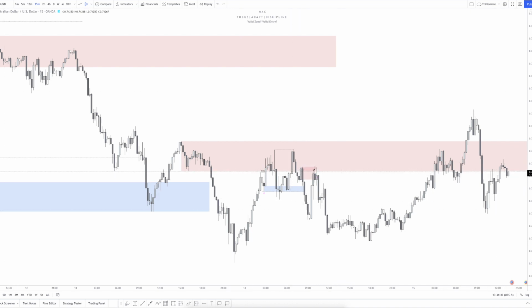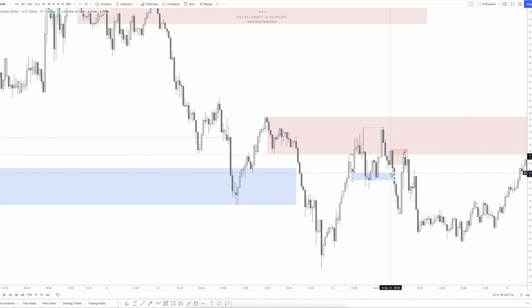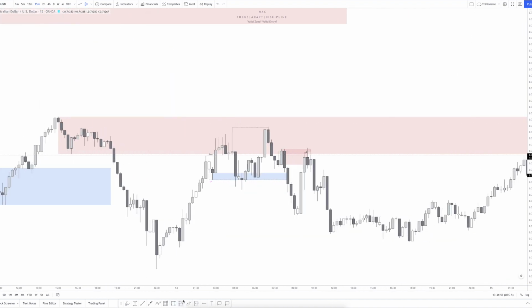So the first entry opportunity would be the supply that was responsible for this demand failure, which was here. Stop loss is right here. Entry is going to be here. As you guys can see, stop loss was around 5.1 pips.